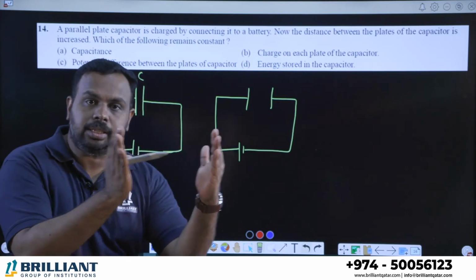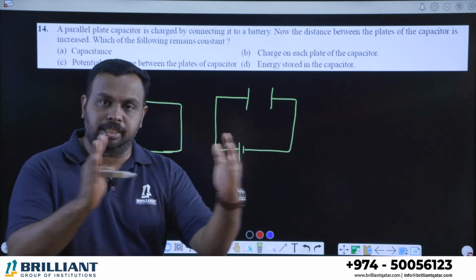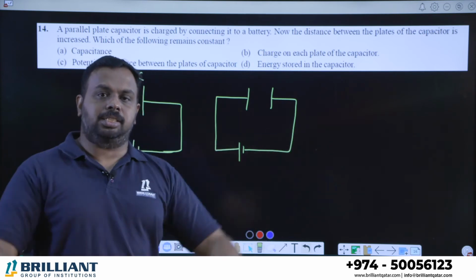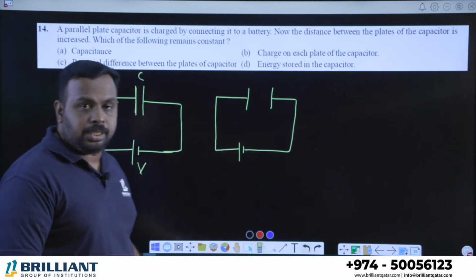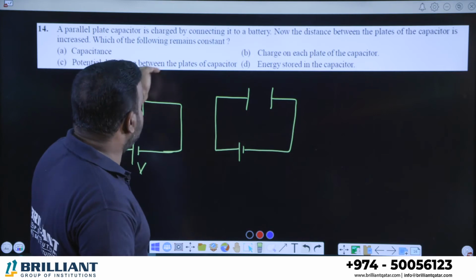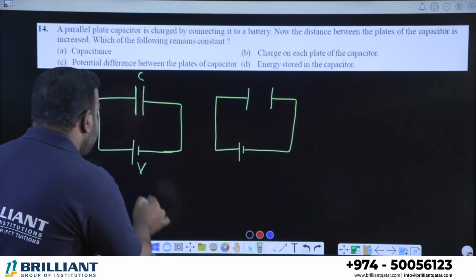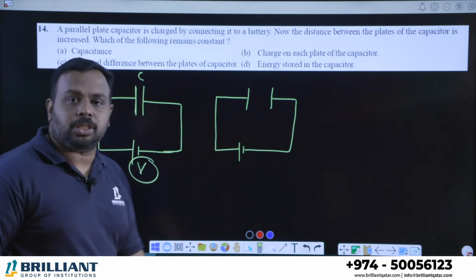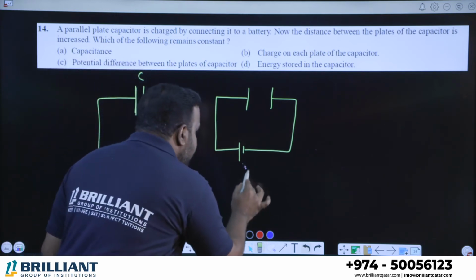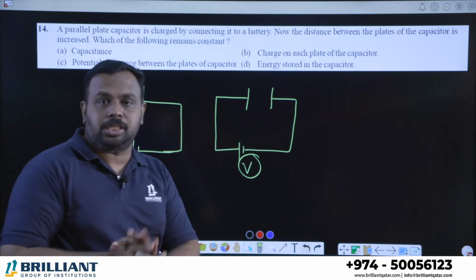So when you are increasing the plate distance, definitely distance D changes, right? So when D changes, what happens? Capacity will change. But here the question is, which of the following remains constant? It's a very simple question, because the battery is still there. We are offering a potential V. The same battery is there, so there is no change in the potential, right?